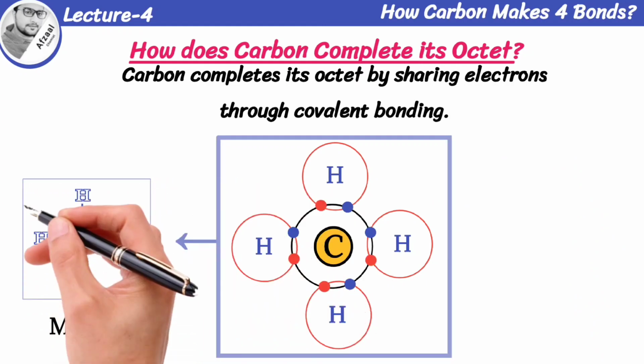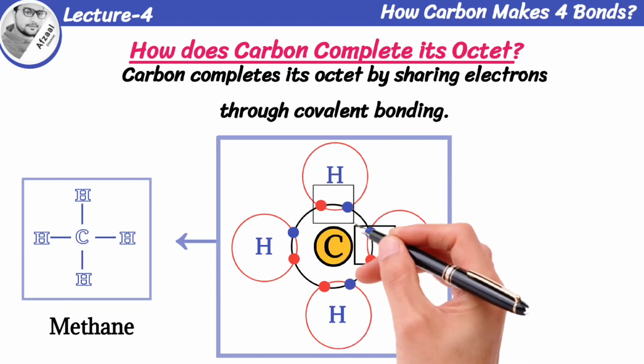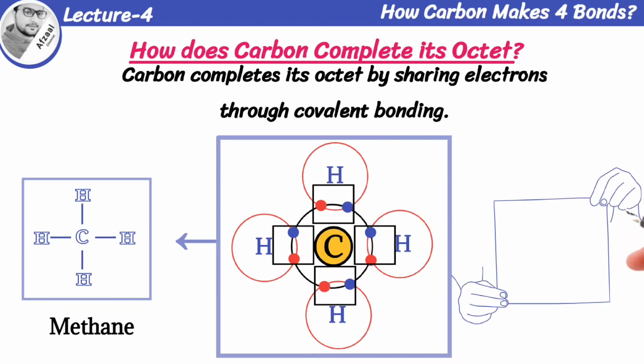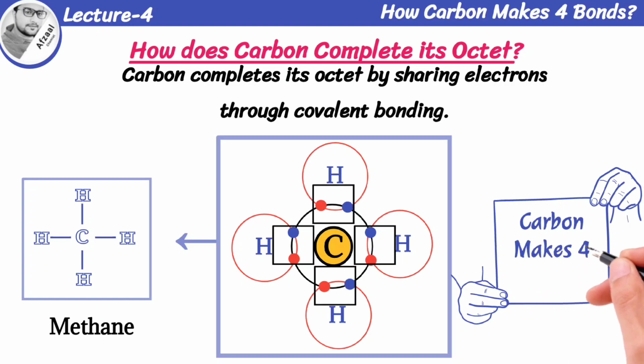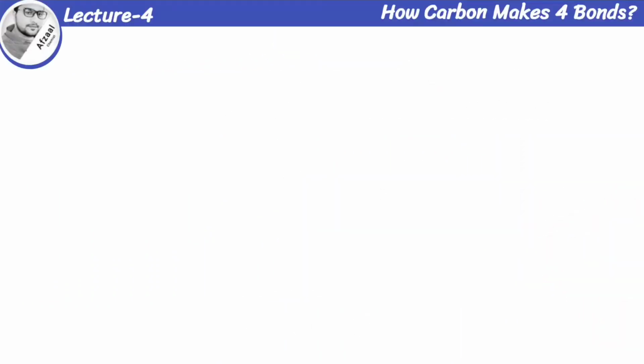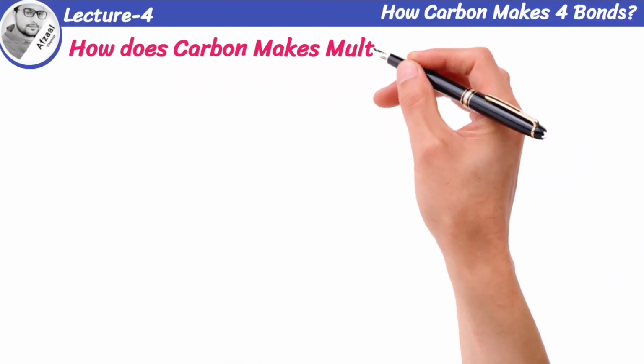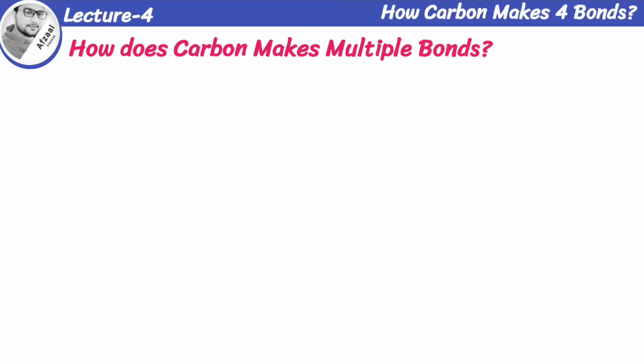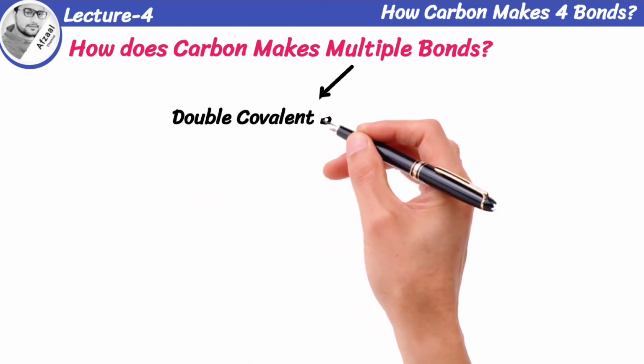My dear students, a carbon atom can share 4 electrons with 4 other atoms. This is the reason carbon makes 4 bonds. Do you know how carbon makes multiple bonds? Multiple bonds means double covalent bond and triple covalent bond.